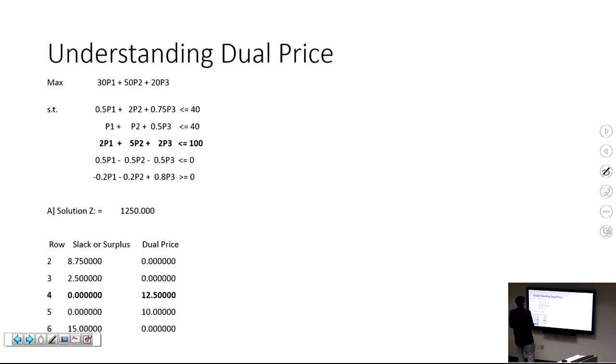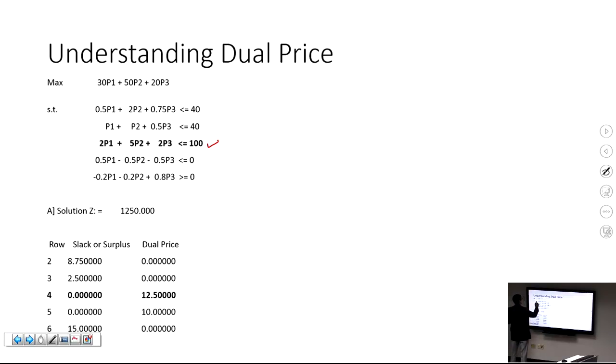So 3 constraints. The first 2 constraints relate to machine 1 time, the second one relates to machine 2 time, and the third constraint relates to the labor time. All right. Now what's happening here is, again, this is important. This is important for other problems as well. So understand how to interpret those slack or surplus variables.